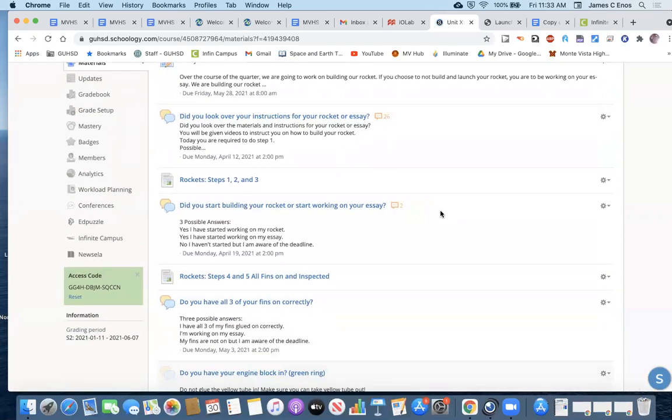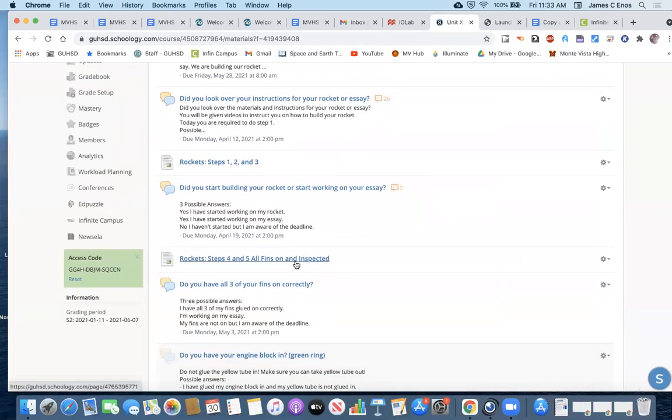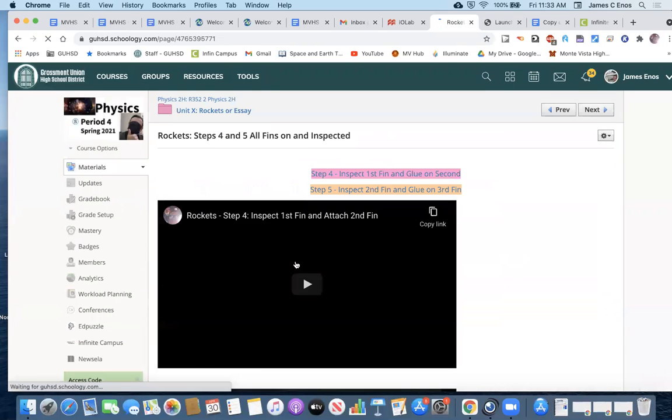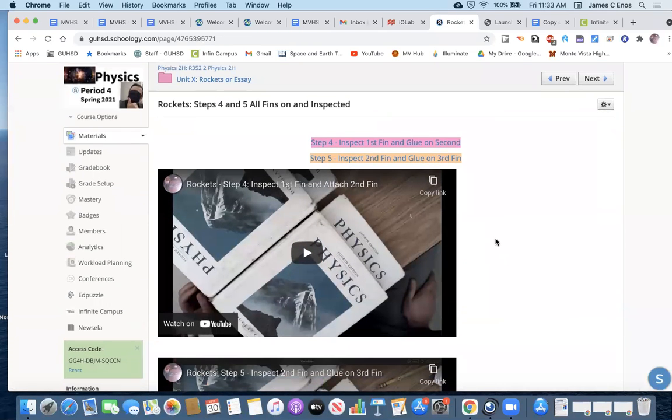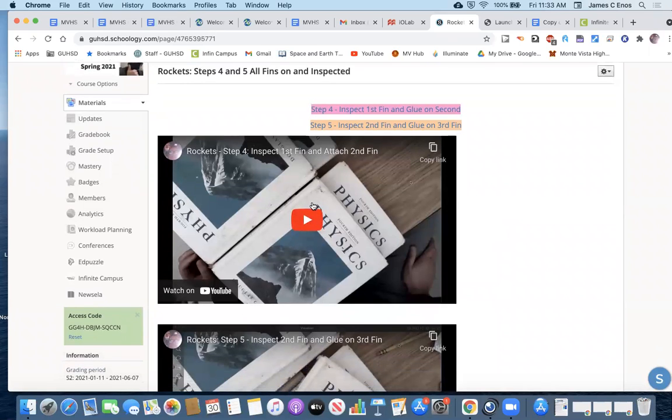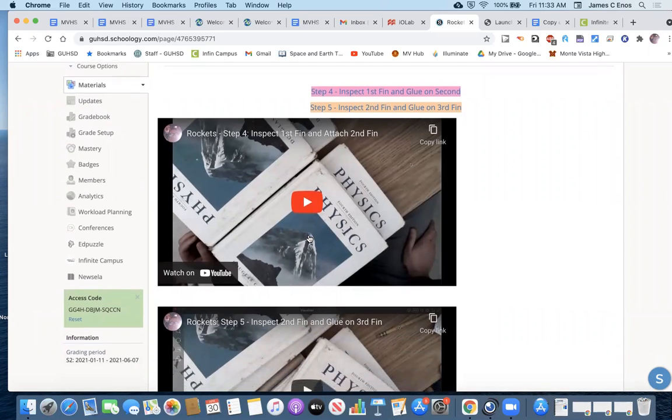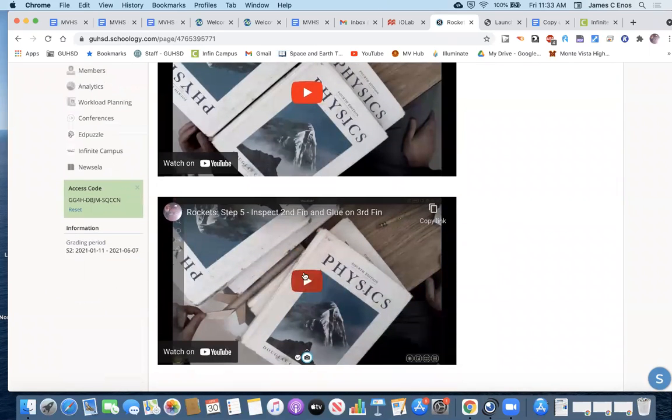On Monday, I want you to make sure you get your fins all on. So I put up here some videos of how to inspect your fins because, well, you can't get me some bad fins. Don't put on more fins if you did the first one bad. Check out your fins. So I show you in here how to put your fins on, how to attach them, and how to inspect them. Because I want you to inspect your fins before you do anything, before we launch. Inspect the second fin as well, and glue on the third.